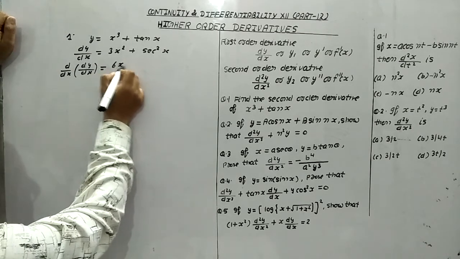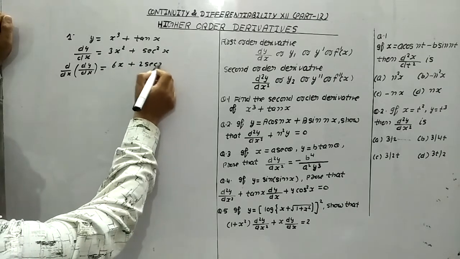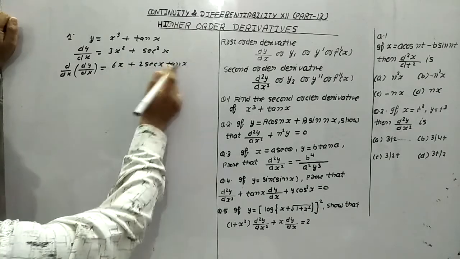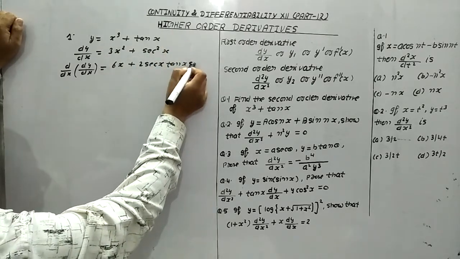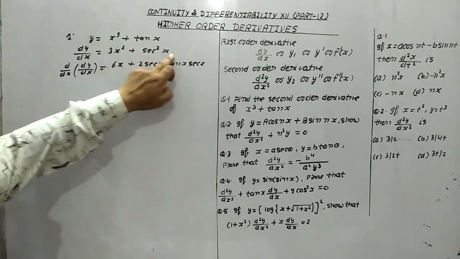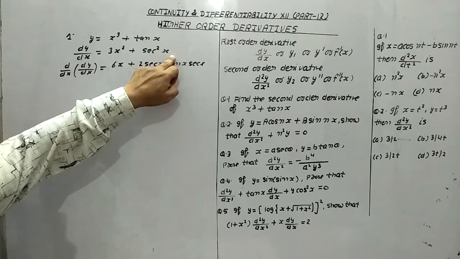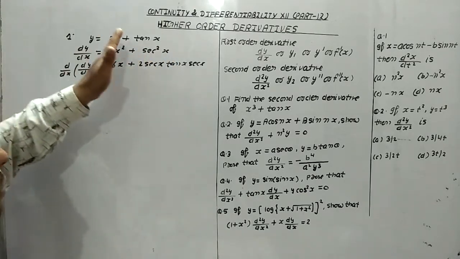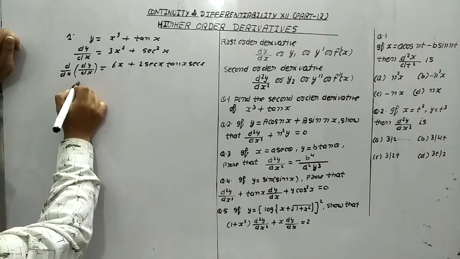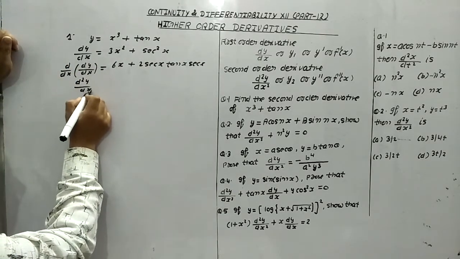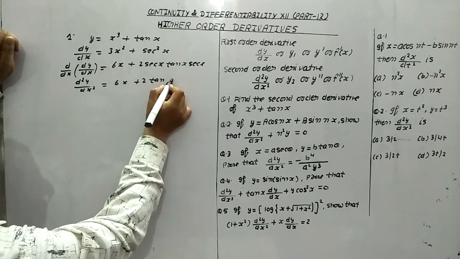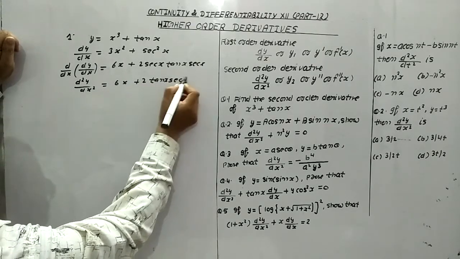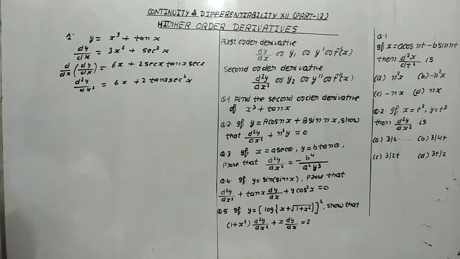So this becomes 6x plus 2 sec x tan x, and what is the differentiation of 2 sec x tan x? First of all, sec x whole square, it is t square, so 2t, and the differentiation of sec x is sec x tan x. So d2y by dx square is equal to 6x plus 2 tan x sec square x, and this is the answer. So this is the way to find the second order derivative.